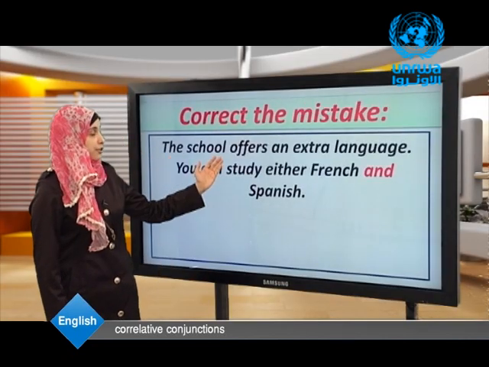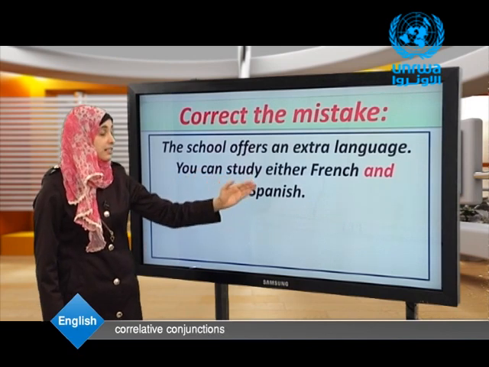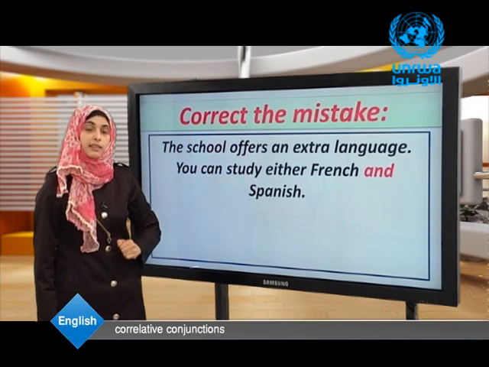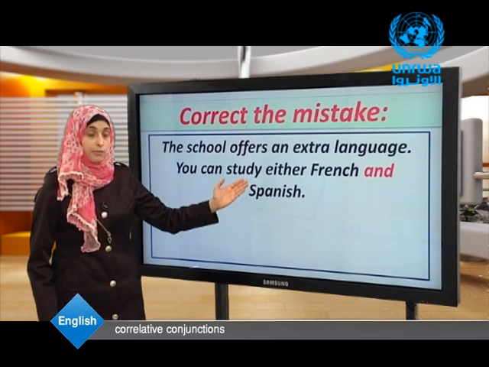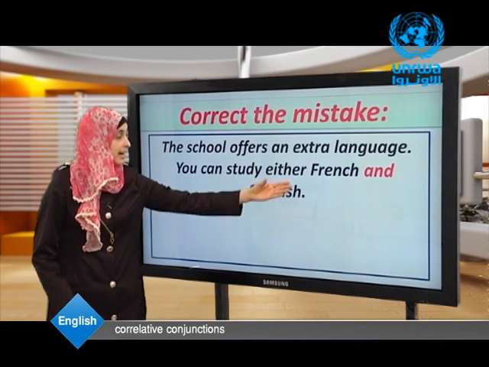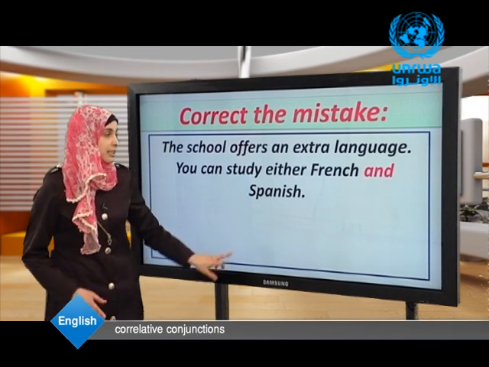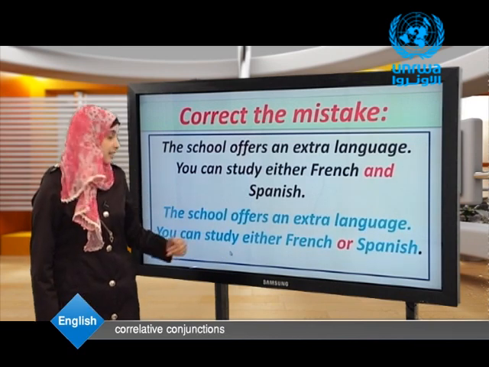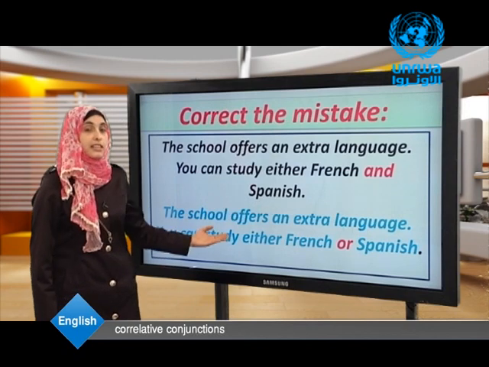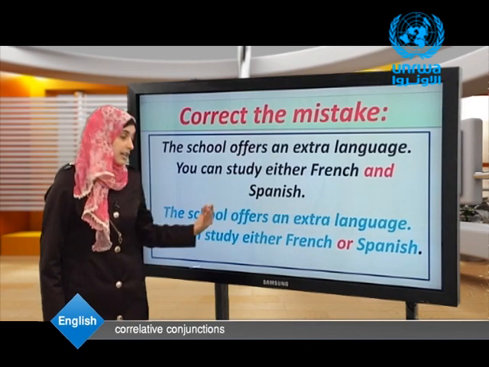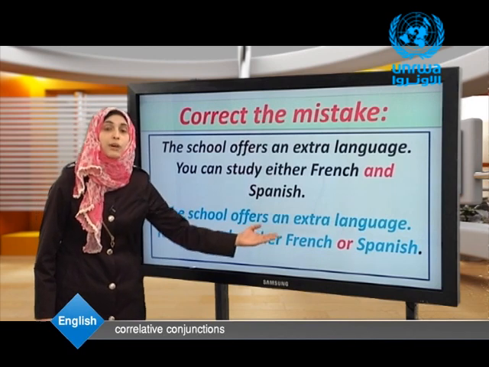The school offers an extra language. You can study either French and Spanish. Correct the mistake. Here we have a mistake, and. You can study either French and Spanish. Can we use and with either? No. So the correction is or. And the sentence is, the school offers an extra language. You can study either French or Spanish. Either French or Spanish. You should always use or with either.